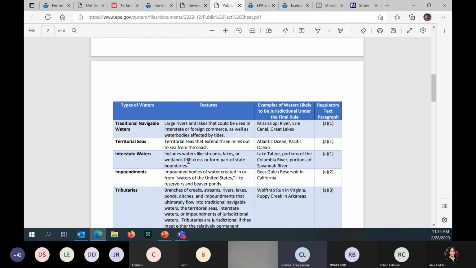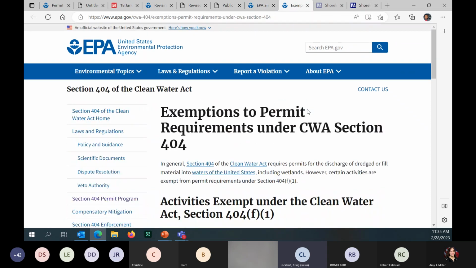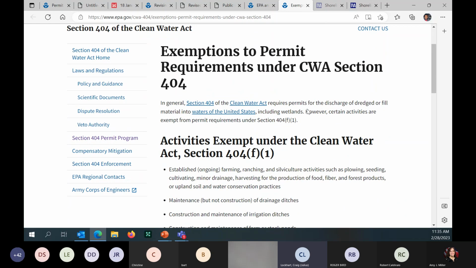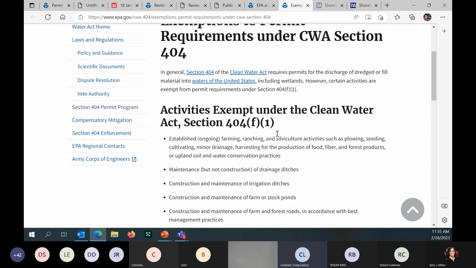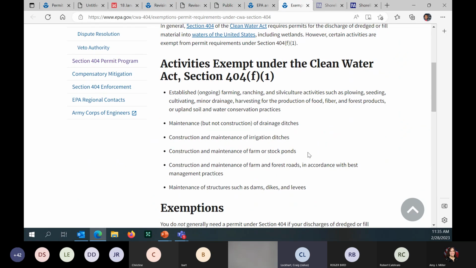So this all happened. This new revised definition is set to go into effect March 20th, 2023. And the other thing to be aware of, there are some exemptions on the 404 as it pertains to things that do not need a permit. Those are things like ongoing farming and ranching activities that are already in place. You don't have to come in to get a permit for those, but you still want to notify the local floodplain administrator of any activities in the floodplain. But in terms of coming to get a permit from the Clean Water Act under Section 404, those are some of the things that are exempt.